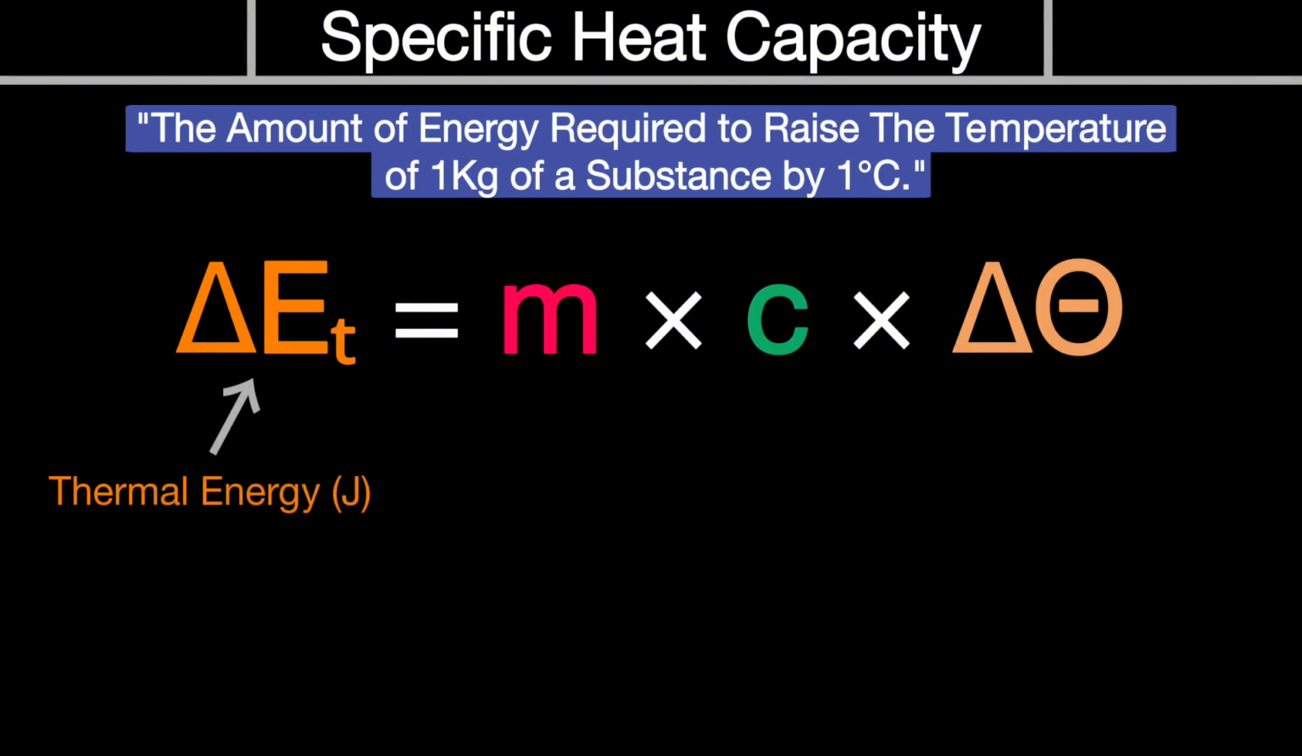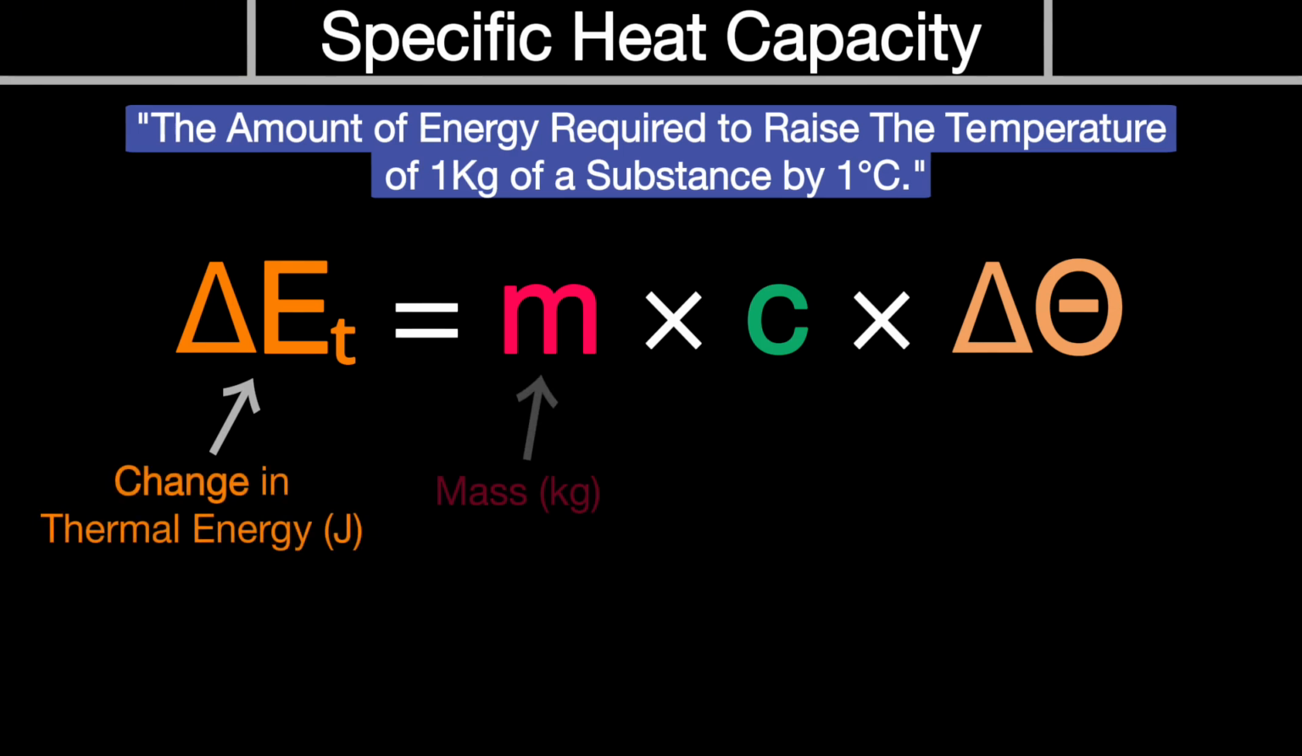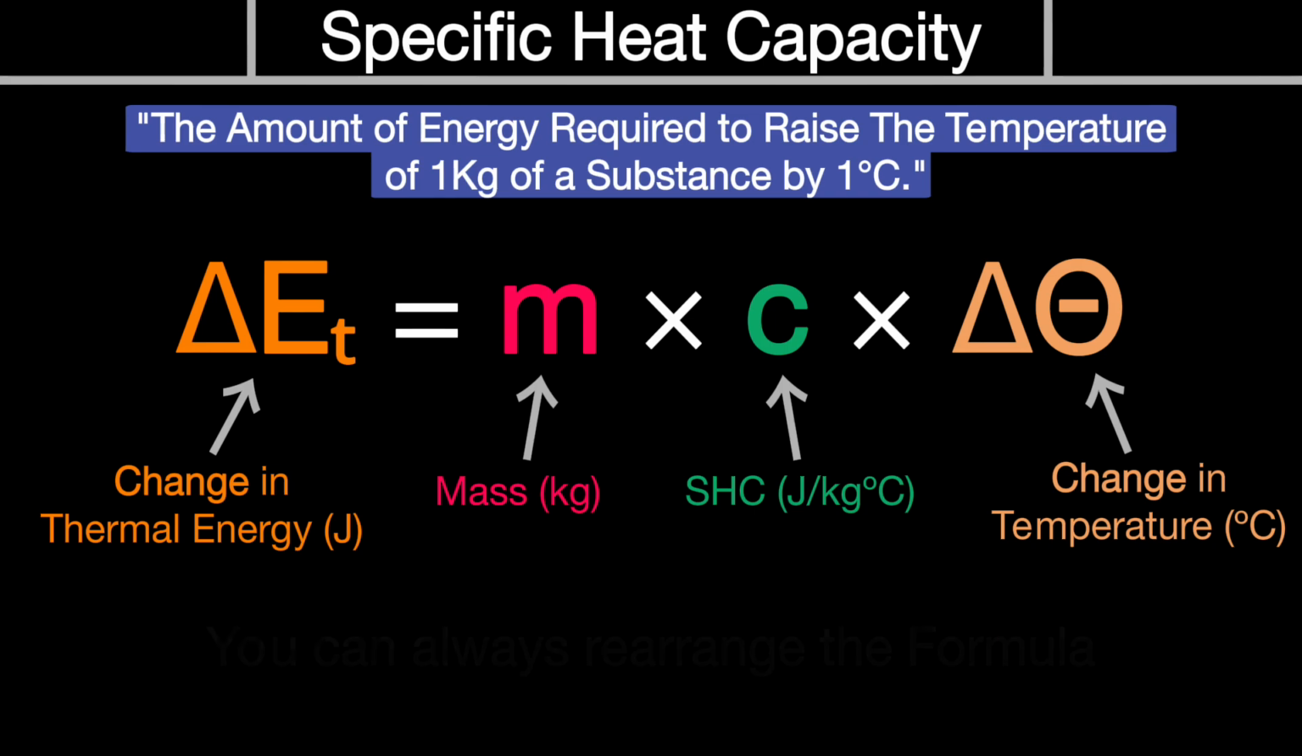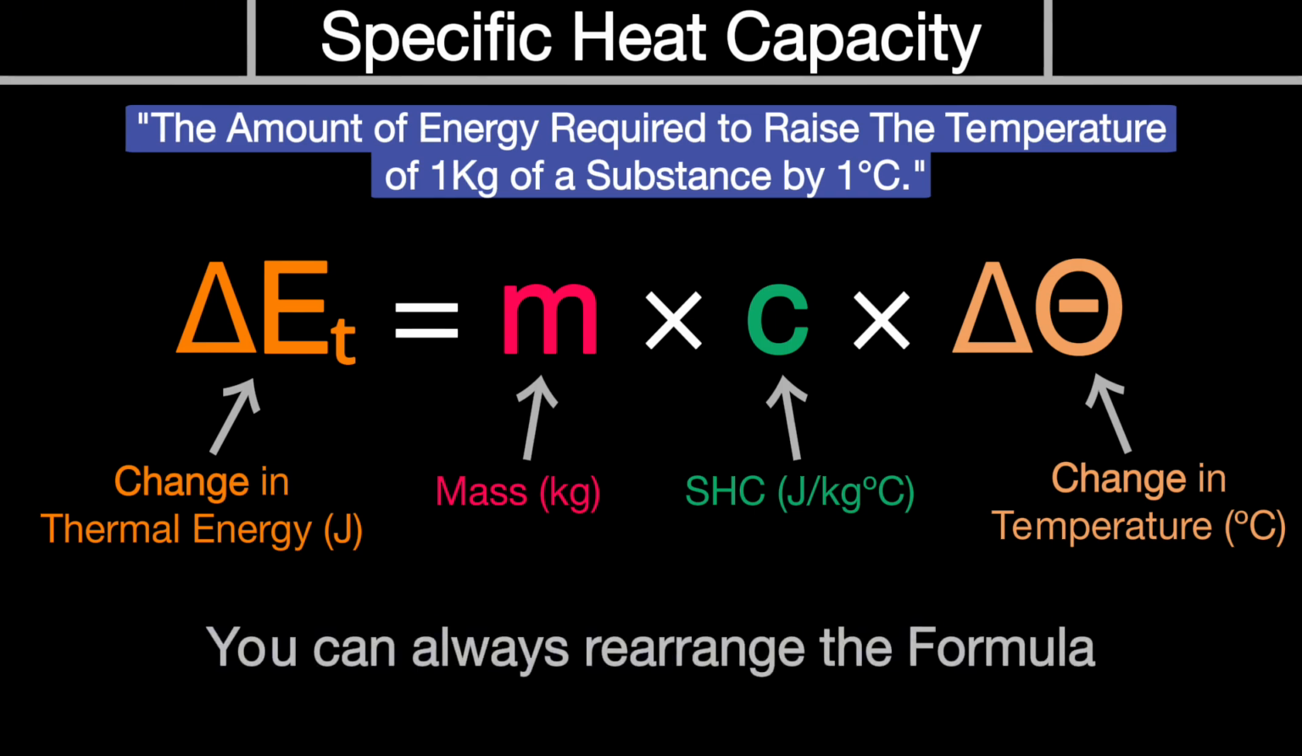The triangle symbol in front of it is the Greek letter delta and shows that it's a change in thermal energy. M stands for the mass of the substance, which is measured in kilograms, and C stands for the specific heat capacity, which, as mentioned before, is measured in joules per kilogram degrees Celsius. Finally, the circle with a line through it is the Greek letter theta, and it stands for the temperature, which is measured in degrees Celsius. Since there is also a triangle in front of this symbol, it shows that it's a change in temperature. Remember that you can always rearrange the formula if you need to find the mass, specific heat capacity, or the change in temperature.